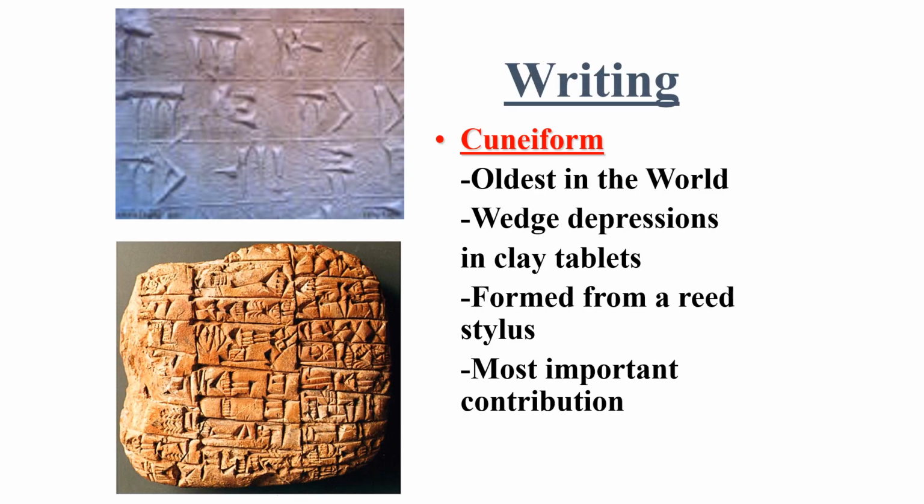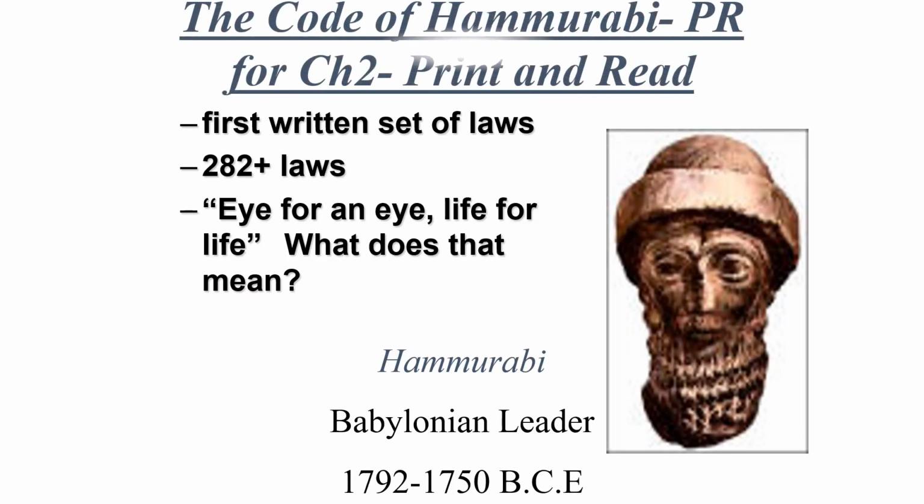The writing system is cuneiform, so it's a type of symbol writing system. Looks very similar to hieroglyphs that the Egyptians used. And again, another one of those characteristics of an early civilization is having a uniform writing system. Having a written set of laws. Okay, so having a written set of laws is going to be another characteristic.